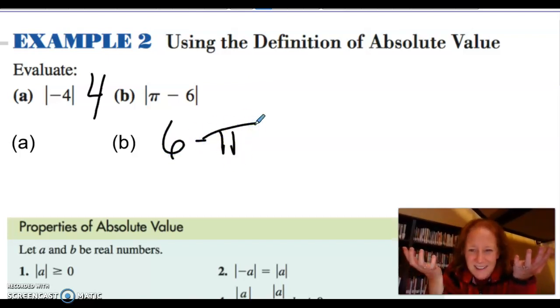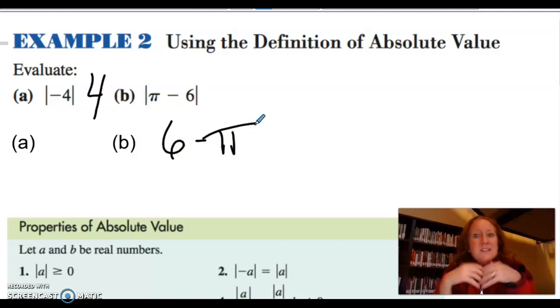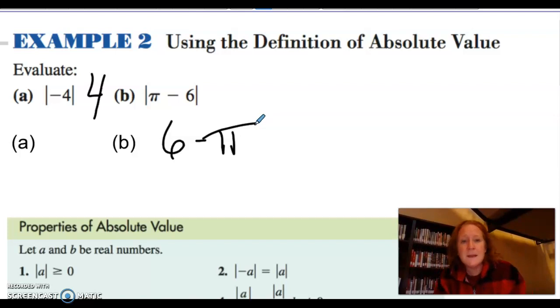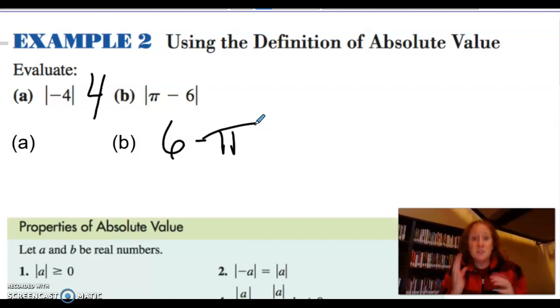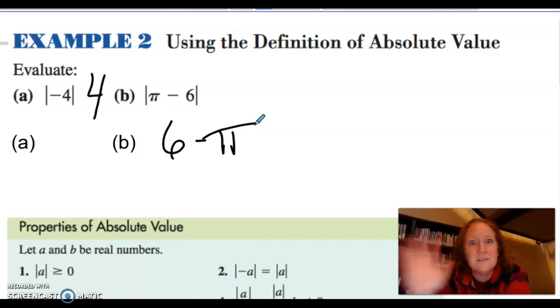Why? Well, because you know that absolute value is never going to be negative. I'm not going to say that it's always positive because of 0. It's just never negative. And so pi is about 3.14, right? So 3.14-ish minus 6 would be negative. So therefore I have to swap them. You do that in your head a lot when you do absolute value problems. Even when you're just doing integer problems, you switch things and then you make sure the sign is right.